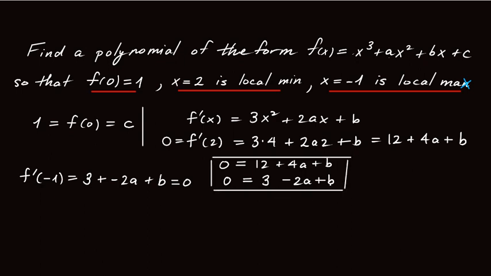One way to solve this is to subtract one from the other, thus canceling the b. So 0 from 0 is 0. 3 from 12 is 9. Minus 2a subtracted from 4a is 6a. And then b from b is 0. Okay, so that tells me, now I can put the 9 on the other side, I get minus 9 is equal to 6a. So that means a is equal to minus 9/6, which is the same as minus 3/2.